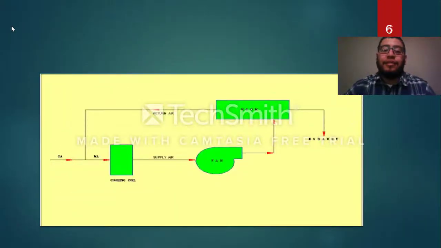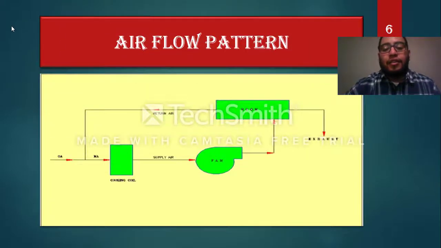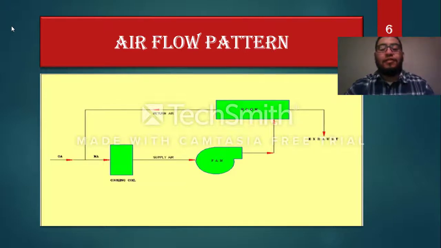And here we have a very, very basic form of the airflow pattern. And here you have your cooling coil going through to a fan and into the room, then from the room to the return air and an exhaust. Very, very basic.